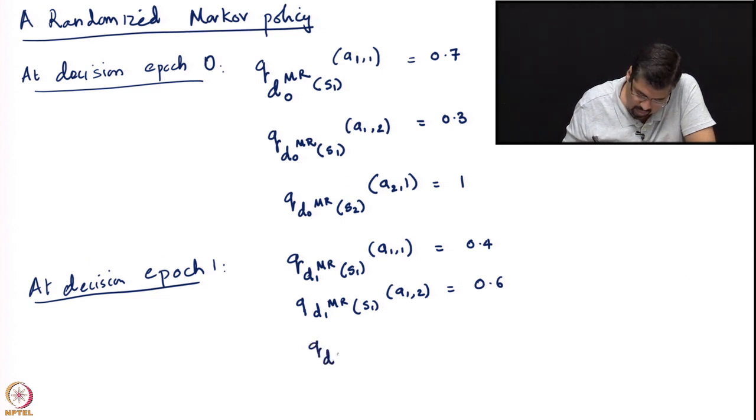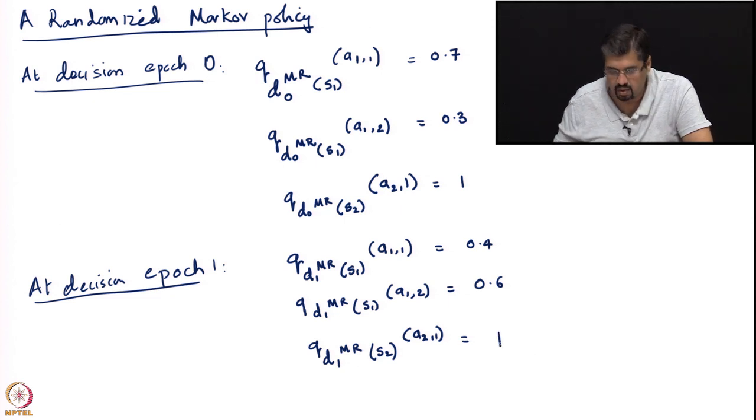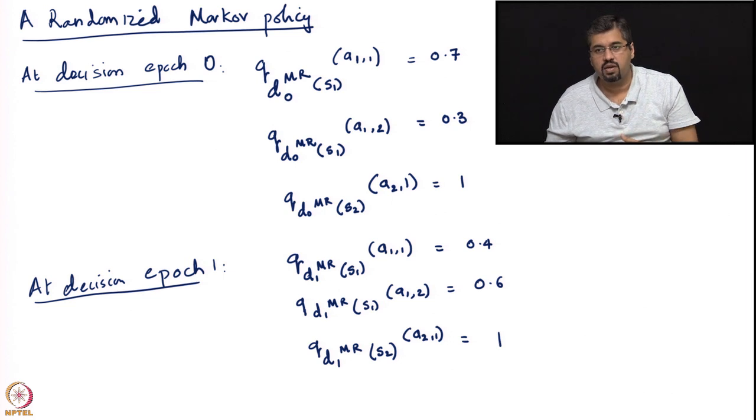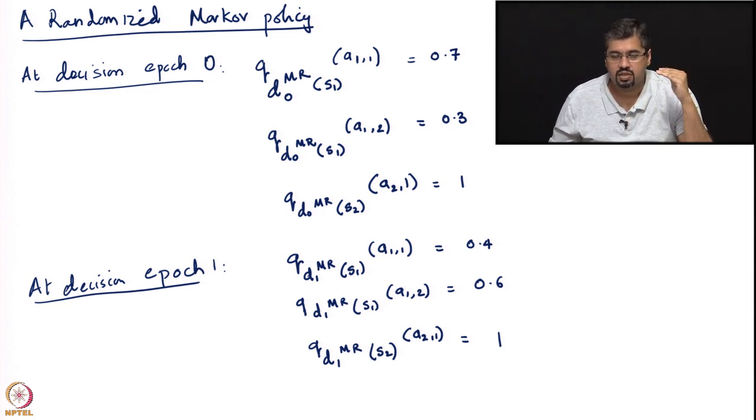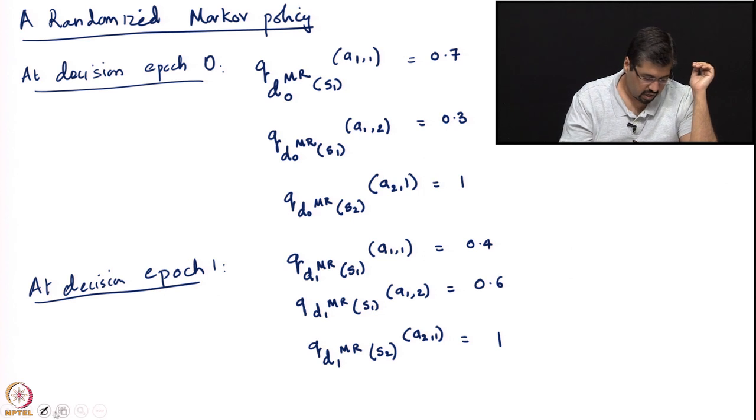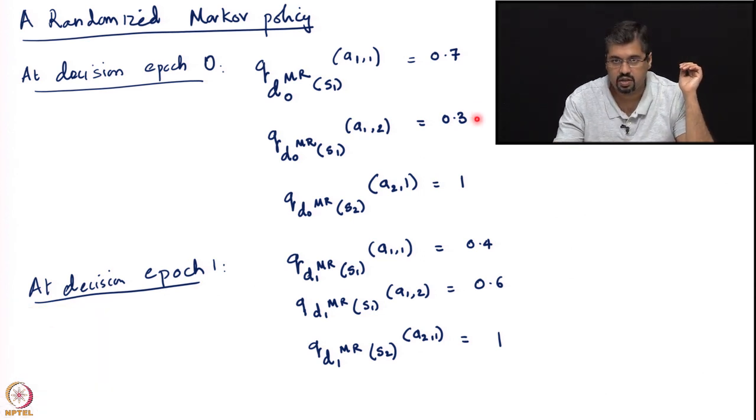Then I have to also tell you what I would be doing in state S2. Well, in state S2, again, since I have no choice, I have to take action A21 with probability 1. All of this defines for me a probability distribution on the set of actions for every state. Clearly, there can be multiple such probability distributions. Here, I have chosen 0.7 and 0.3 as the probabilities of choosing actions A11 and A12. They need not be these numbers.